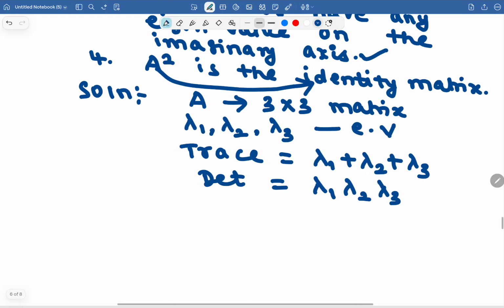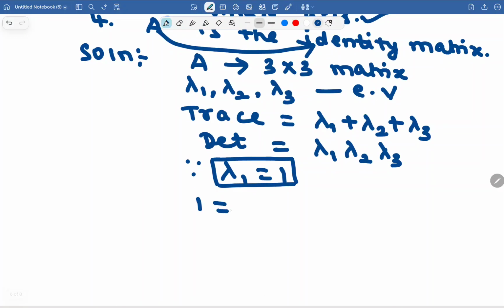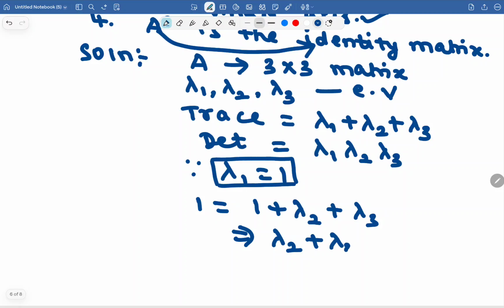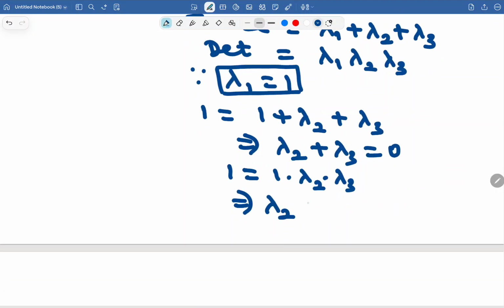Also in the problem it is given that one of the eigenvalues is 1. Take lambda 1 equal to 1. Trace is given as 1. So 1 plus lambda 2 plus lambda 3 equals 1, which gives lambda 2 plus lambda 3 equal to 0. Product of the eigenvalues equals the determinant, which is also 1. So 1 into lambda 2 into lambda 3 equals 1, which gives lambda 2 lambda 3 equal to 1.